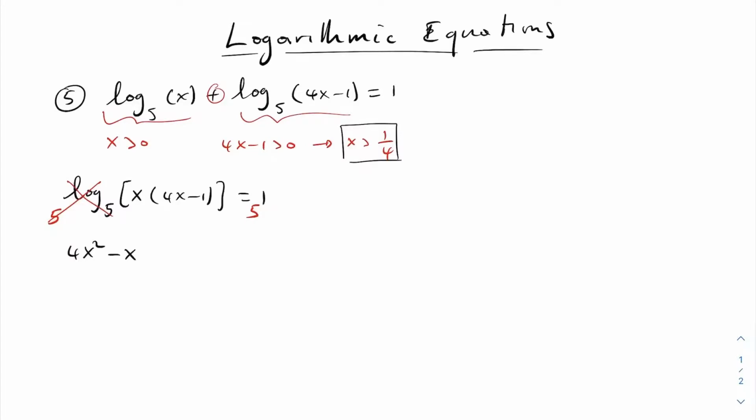And on the other side, since I have 5 to the power of 1, that's just going to give me 5. And so bringing it to the other side will give me negative 5. And all of this will be equal to 0. All right, so at this point, we have to go ahead and factor this quadratic.